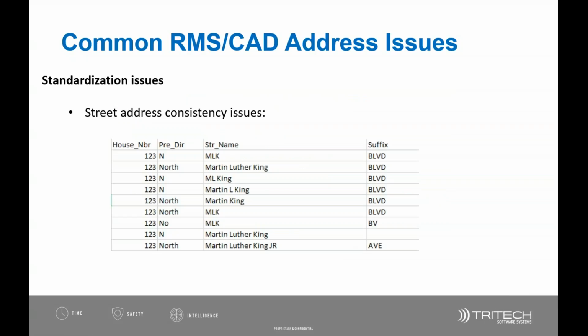Standardization issues, or in this case, street address consistency issues, are another problem. The example here is one address, 123 North Martin Luther King Boulevard. It might appear a number of different ways in your data. So again, this is something that we can try to clean up when we pull this record in, but it's important to have some of this consistency within your RMS or your CAD system as well.